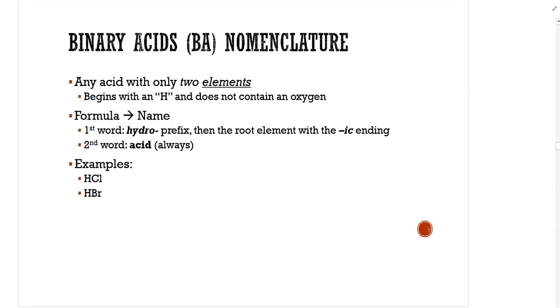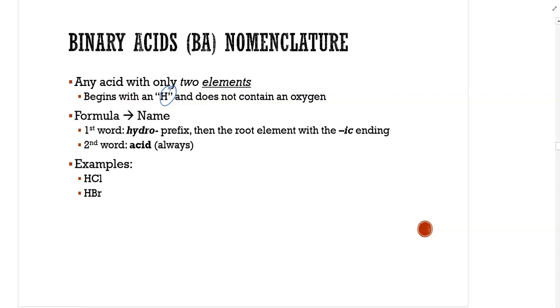The word binary shows up again, and hopefully you remember this from the other uses of binary. Binary always refers to two different elements, not just anything, but specifically elements. And since it's an acid, that means one of them has got to be an H. One of those two elements has to be hydrogen.